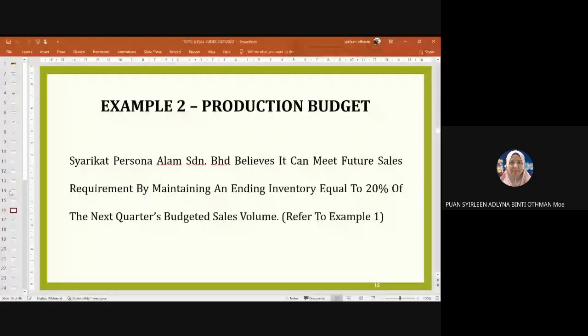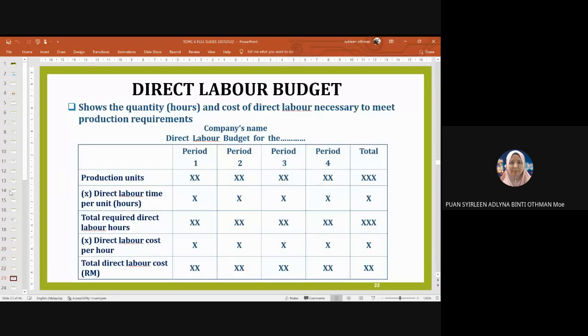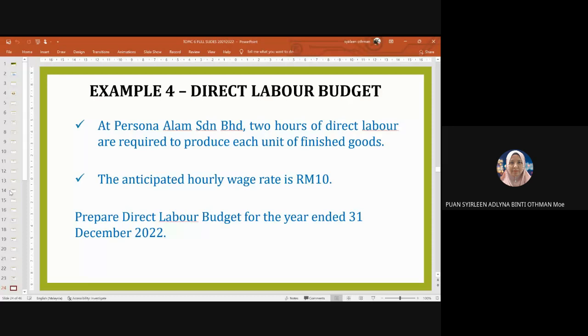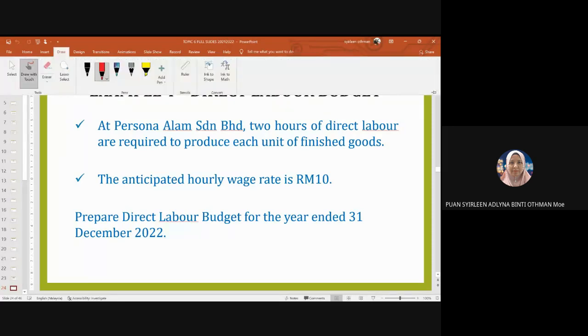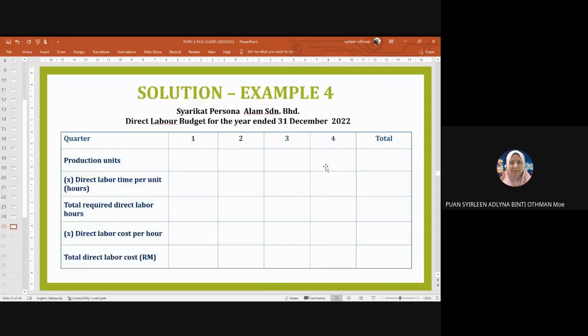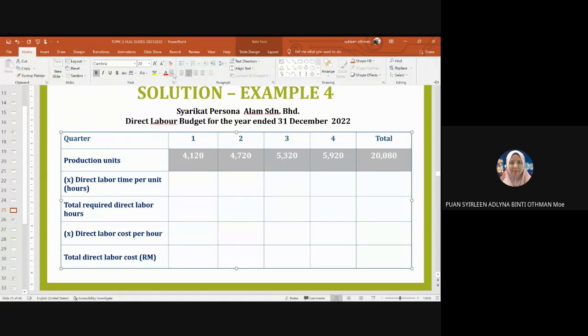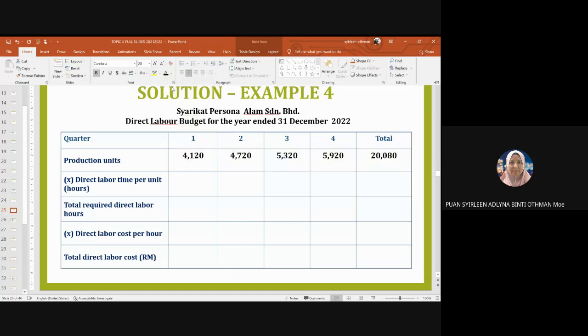So we are here in the direct labor budget. As mentioned, we need 2 hours for this RM10 rate. We are going to prepare the direct labor budget. The amount is taken from the production units. We are supposed to produce 20,080 units, right? So this is taken from the production unit, just copy it.